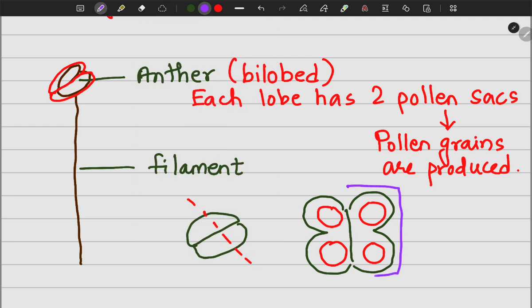So this is one lobe and these are 2 pollen sacs. Inside the pollen sacs, pollen grains will be produced. So this was about the structure of the androecium or the stamen.